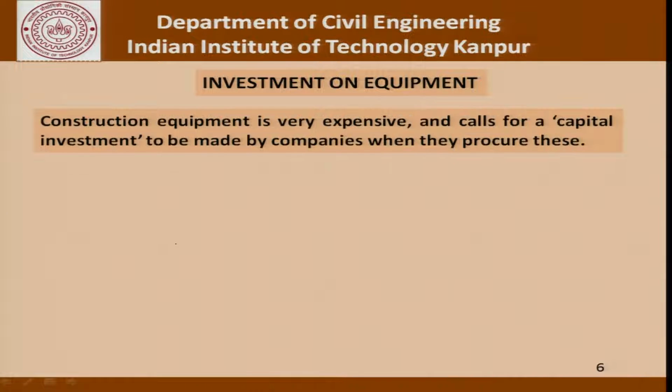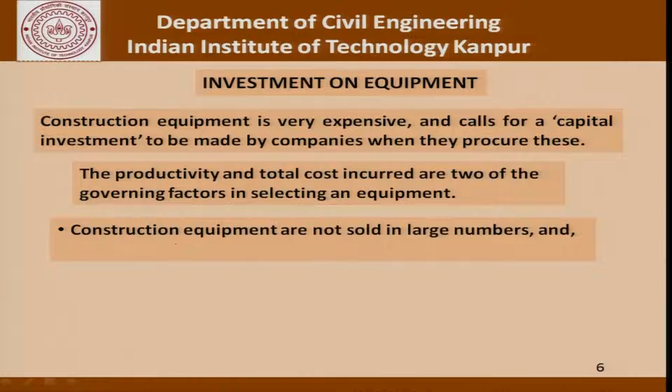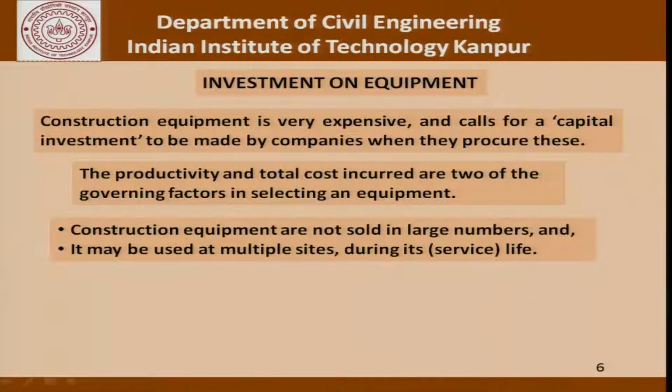So, now coming to the investment in construction equipment, which is the focus of our discussion today, we must remember that construction equipment is very expensive and calls for capital investment to be made by companies when they procure these. Productivity and total cost are two of the governing factors in selecting an equipment. We must also keep in mind that construction equipment is not sold in large numbers and it may be used at multiple sites during its service life. So, for example, a crane or a batching plant can be used over multiple construction sites.